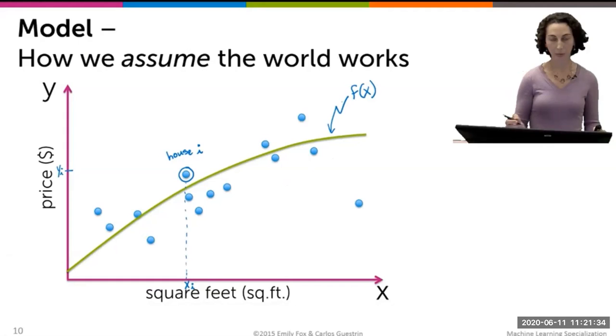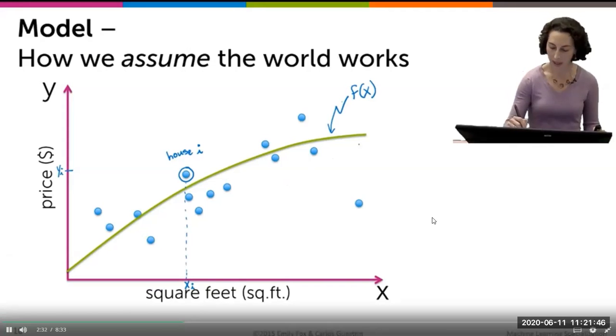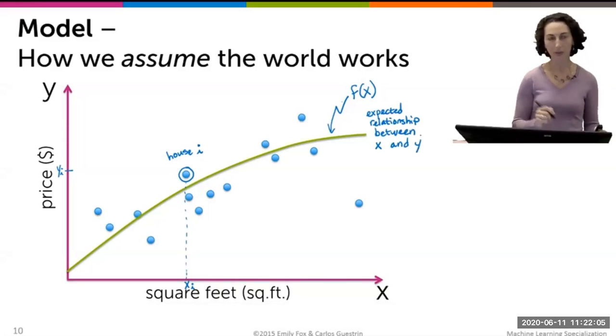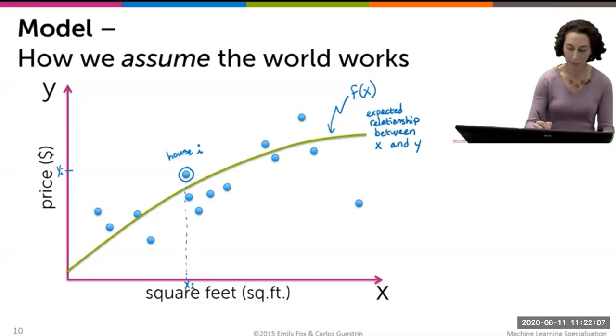So that's just a representation of the fact that there's a relationship. So the relationship or the model is that green line or green curve. And like I said, what that function represents is the expected relationship between x and y. So let's walk through this in a little bit more detail.